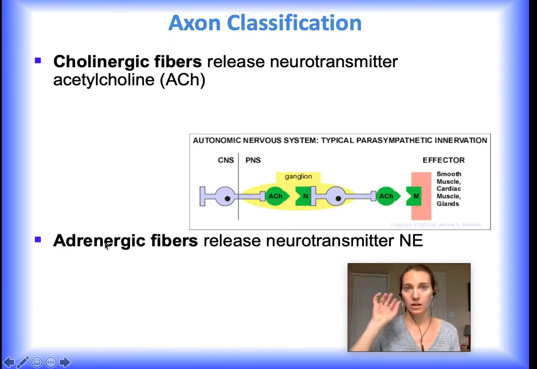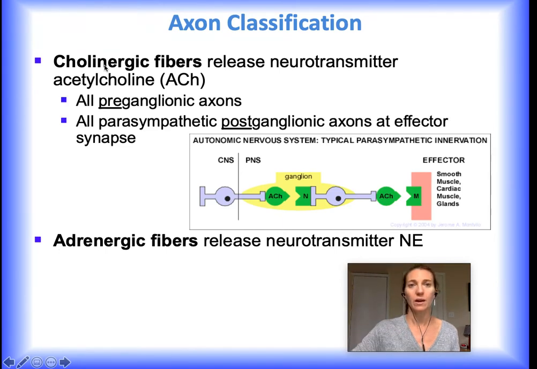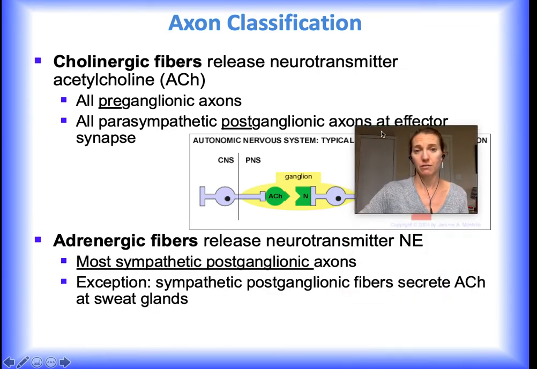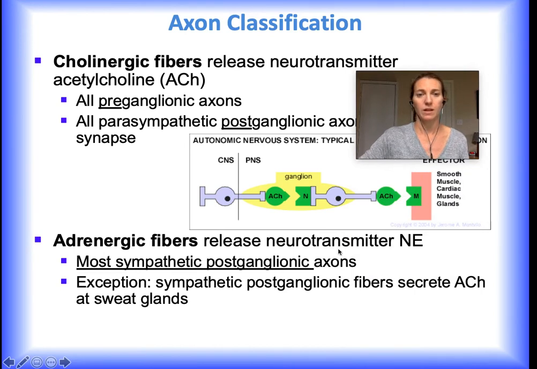I think a nice way to remember that is simply that norepinephrine is also noradrenaline. Okay, so that's got that adrenaline piece to it. Again, cholinergic fibers are all preganglionic axons and all parasympathetic postganglionic axons. The exception really are the adrenergic fibers, the ones that release norepinephrine. So most sympathetic postganglionic axons are going to be adrenergic fibers.